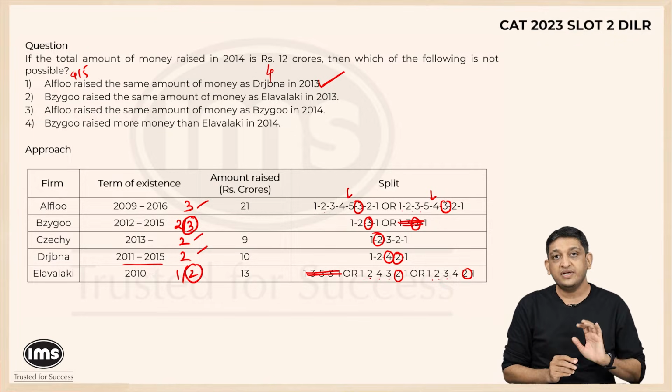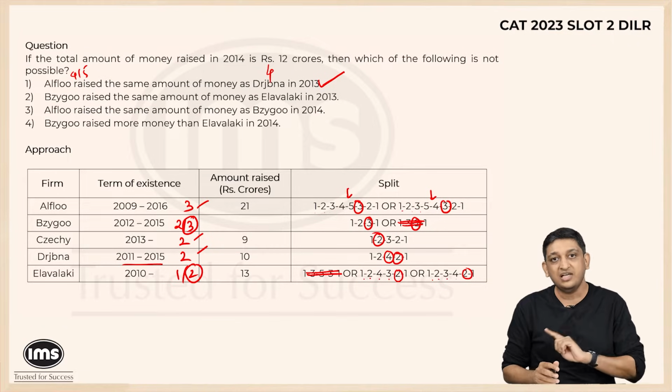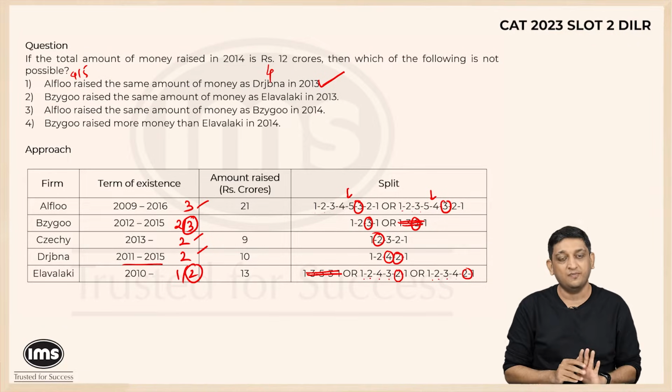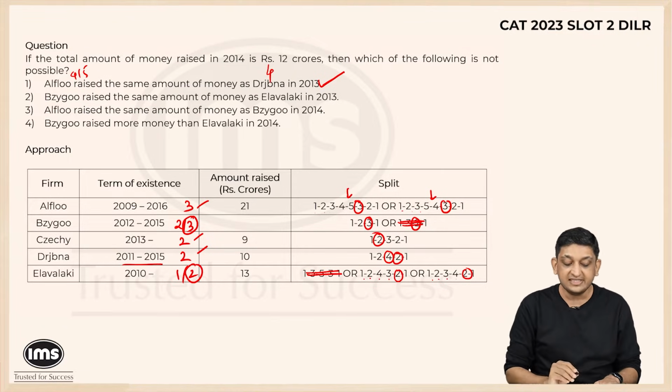I need to figure out which one is not possible at all. I'm not saying it has to be possible for sure. I'm just saying it should not be possible at all. Right? So in this case, what about the second statement?